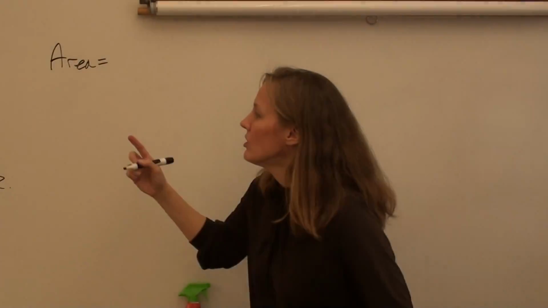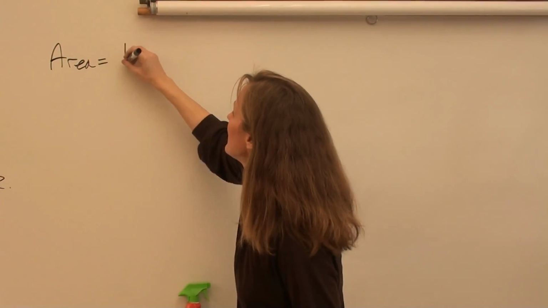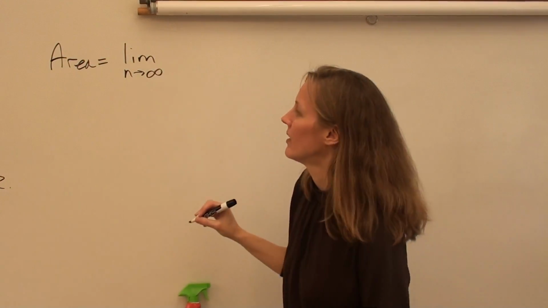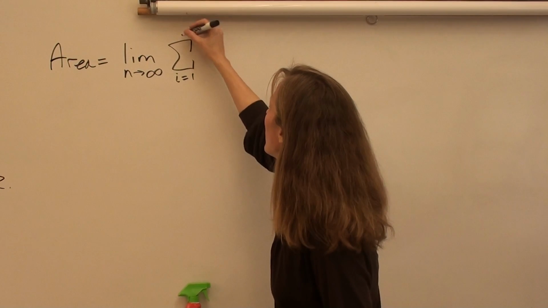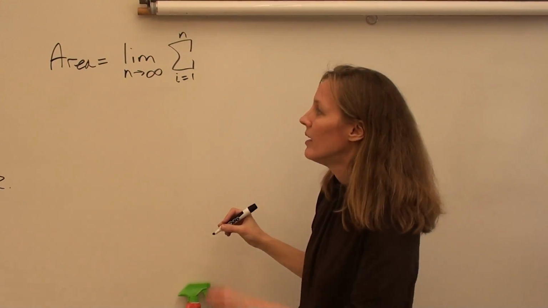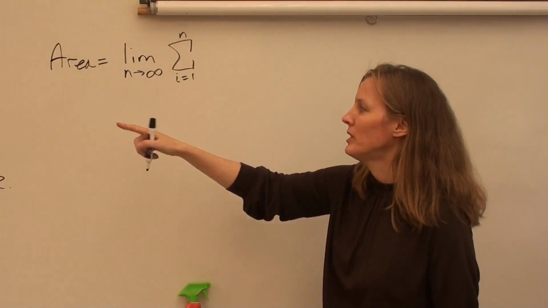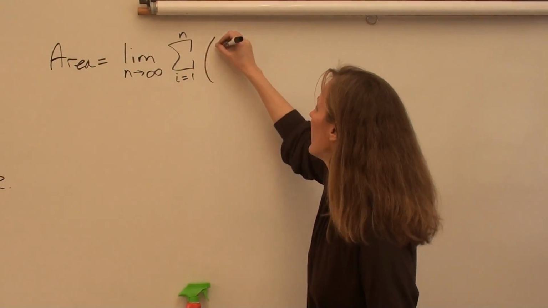Okay, so the first part is the same for every single problem. You write the limit as n approaches infinity of the sum as i goes from 1 to n. Now we have to start filling in stuff. So what's our width for this problem? 4 over n.